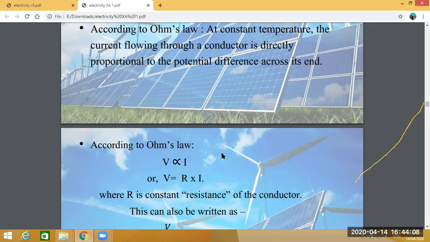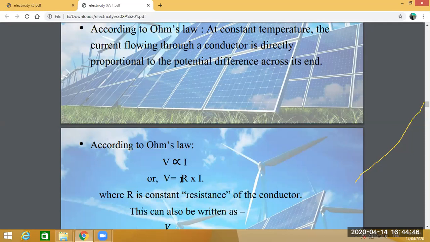So according to Ohm's law, the potential difference across the conductor is directly proportional to the current flowing through the conductor. Therefore, V is equal to Ri, where R is the proportionality constant and is called the resistance of the conductor. Because whenever there is a proportionality relation, after equating the two physical quantities you have to insert a constant, and that must be the proportionality constant. And this proportionality constant here is R and is called resistance.